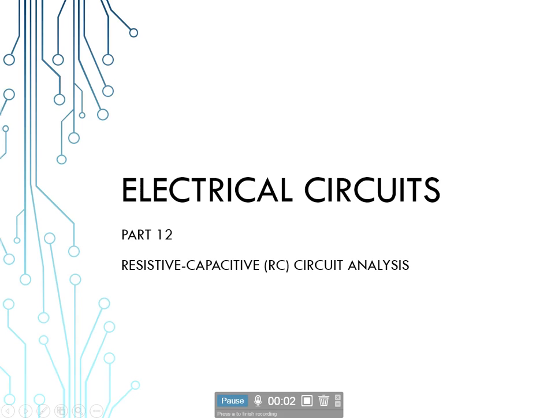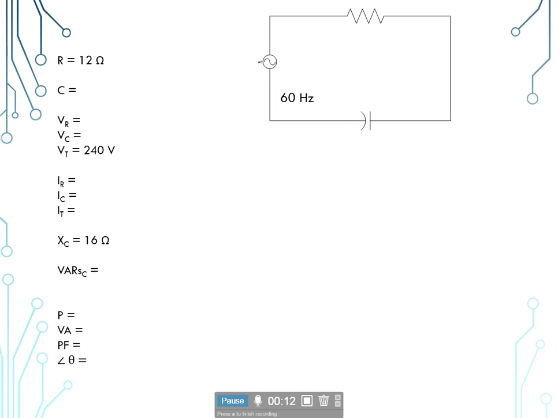Hello, welcome to Electrical Circuits part number 12, Resistive Capacitive Circuit Analysis, or RC Circuit Analysis. So now we're going to mix resistors and capacitors together. We have a 60 Hertz series circuit here. Remember, we trace it, there's only one path, so that makes it a series circuit. And we're given different values.